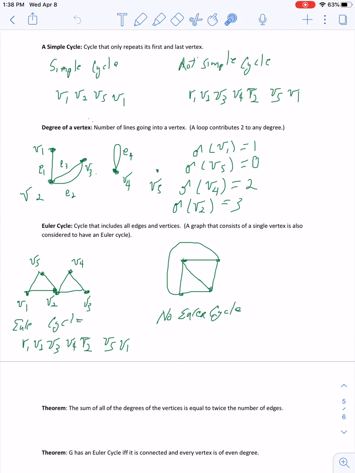Now we're going to talk about an Euler cycle. Now, what's an Euler cycle? It's a cycle that includes all vertices and edges. So it's a cycle, and once I go through it, I go through all edges and vertices. Now remember, to be a cycle, I cannot repeat edges.